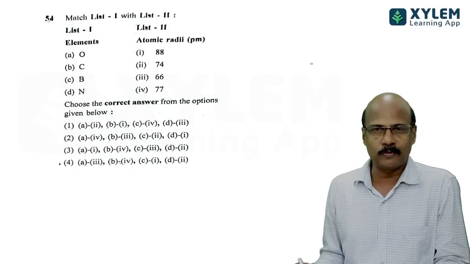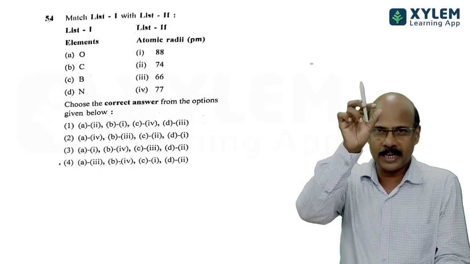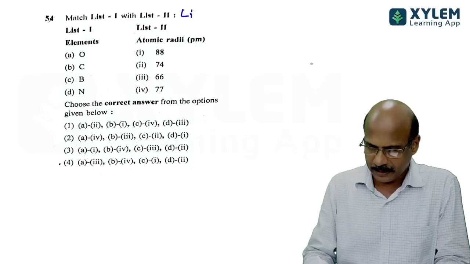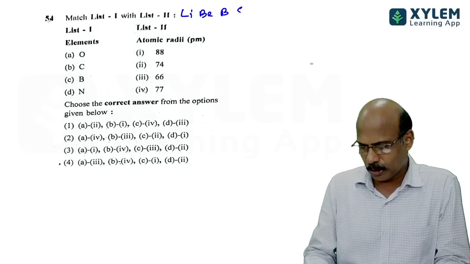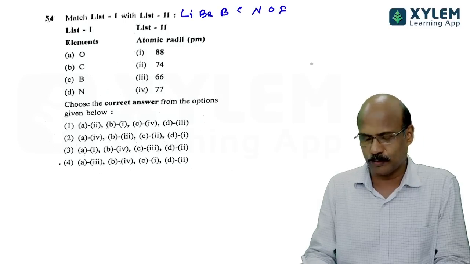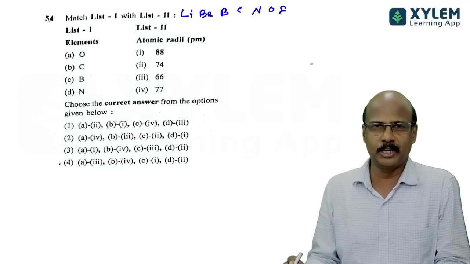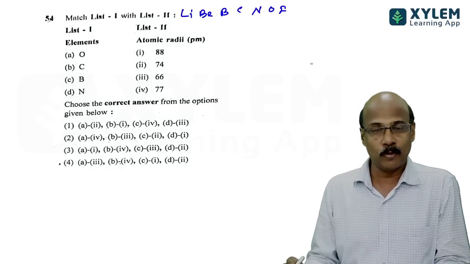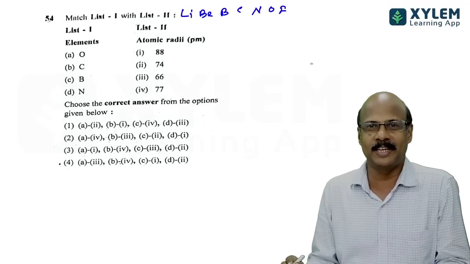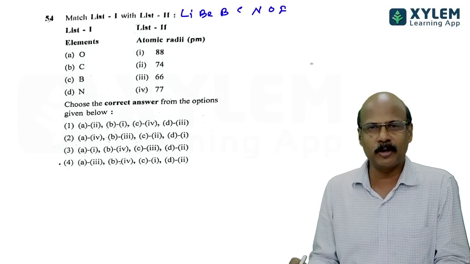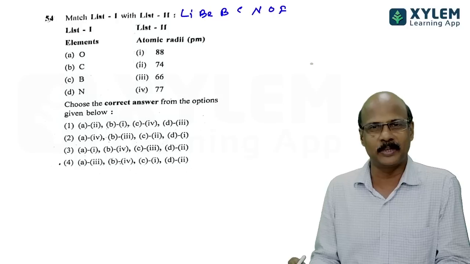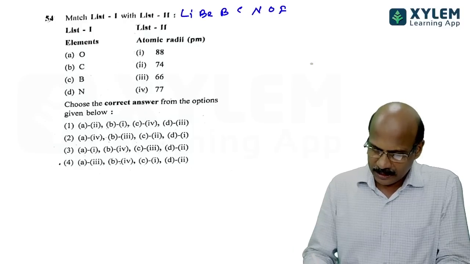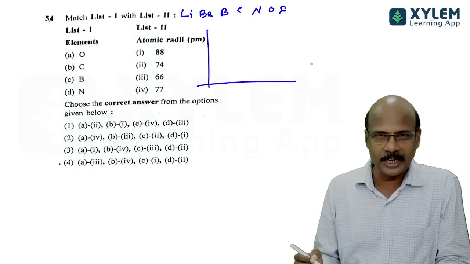What about question number 54? You know the radius along the second period. If you consider the second period elements like lithium, beryllium, boron, carbon, nitrogen, oxygen, fluorine, you are not considering neon because for neon the van der Waals radius is not available. Only the van der Waals radius is available for neon, but we cannot compare van der Waals radius with ionic radius or covalent radius. So we can say we are considering atomic radius here.